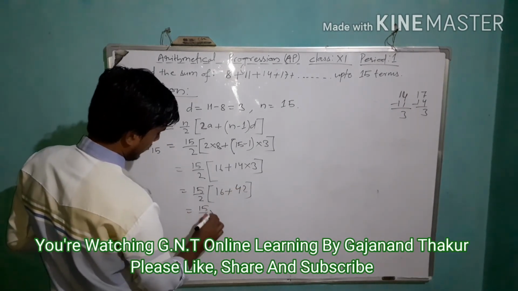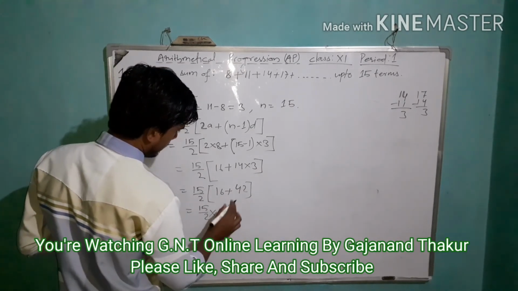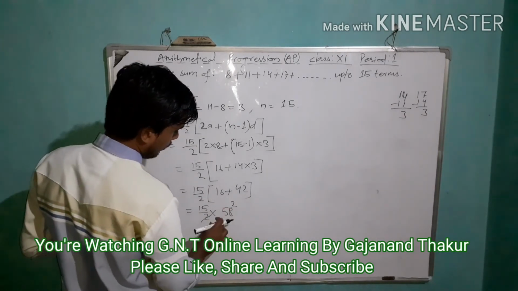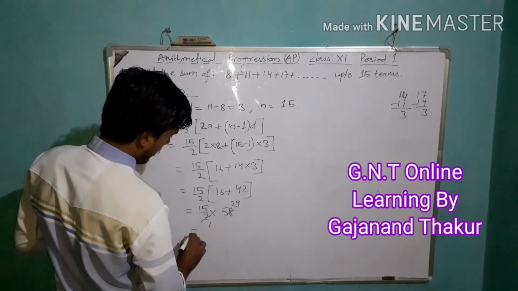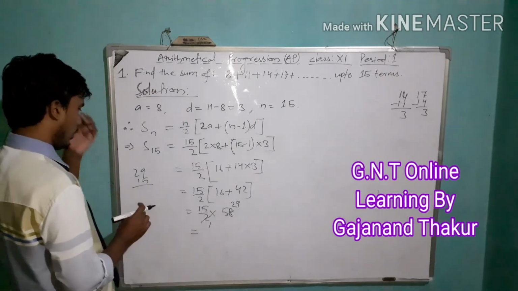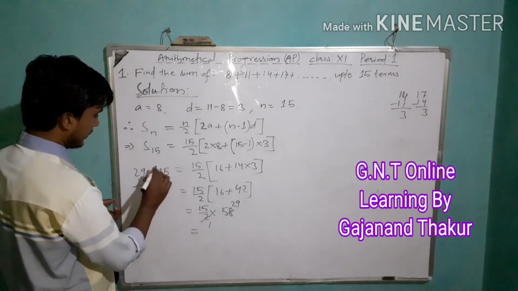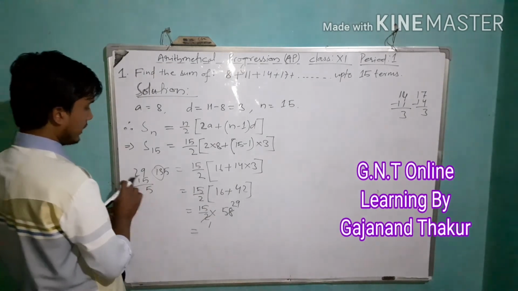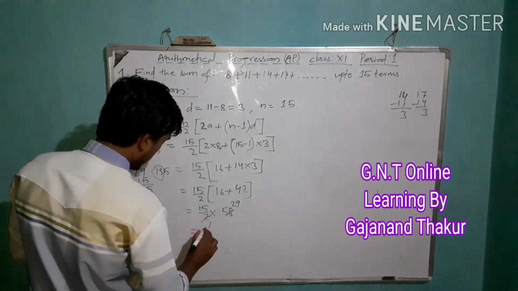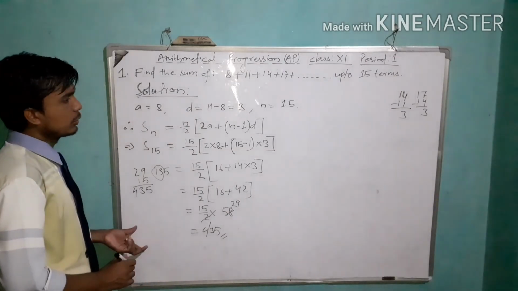15 by 2 into 16 plus 42, so we'll have 58. 2 ones are 2, 2 twos are 4, 2 nines are 18, so 29. Now multiply 29 into 15. 15 nines are 135, so we write 5 and carry 13. 15 twos are 30 plus 13 is 43. So we get 435. This is the solution for this question.